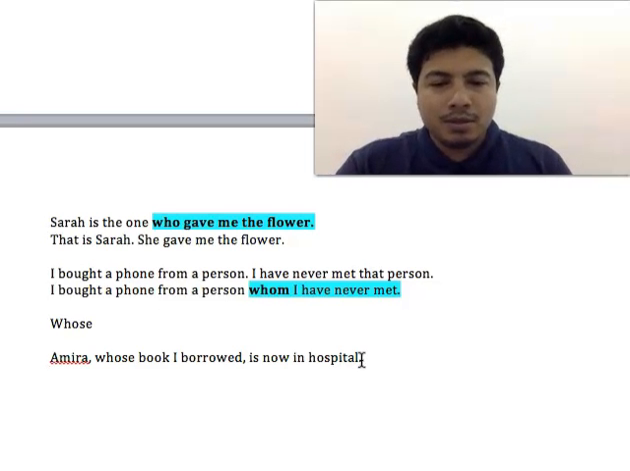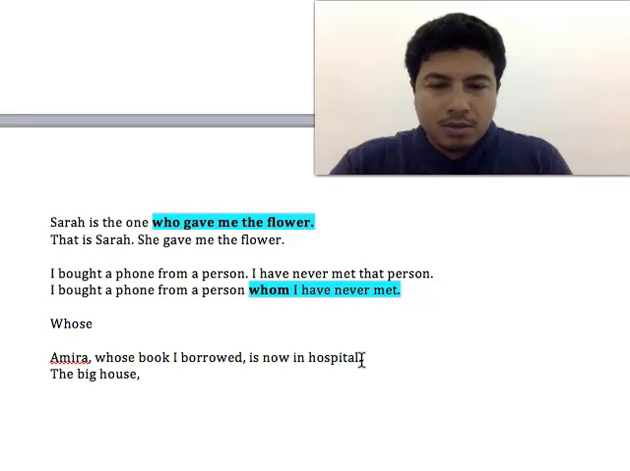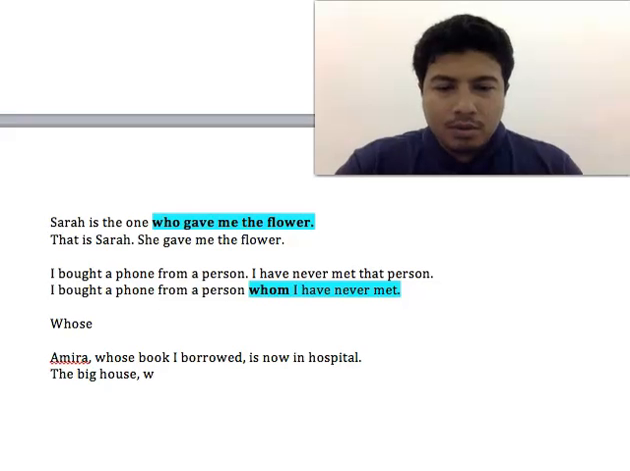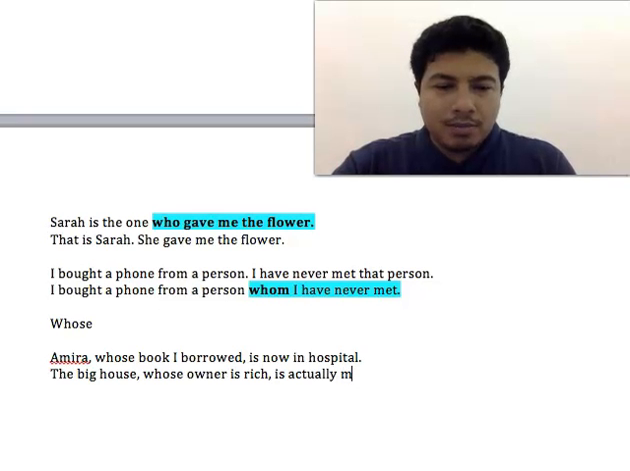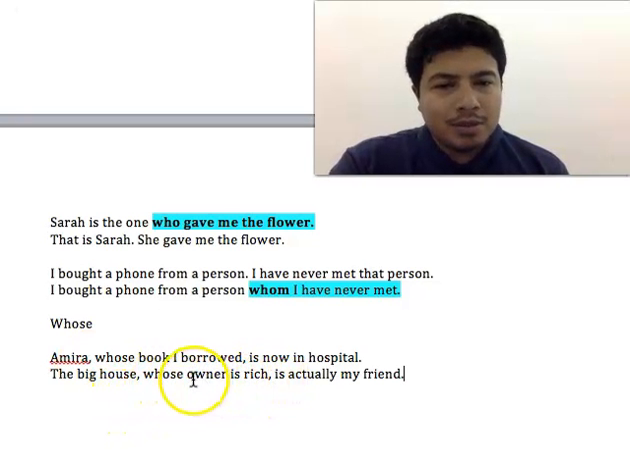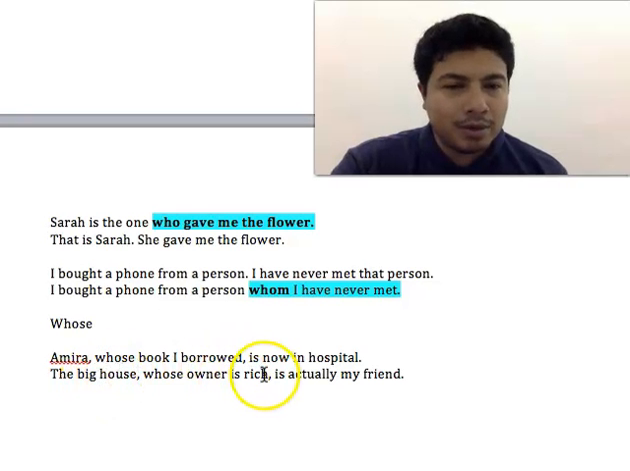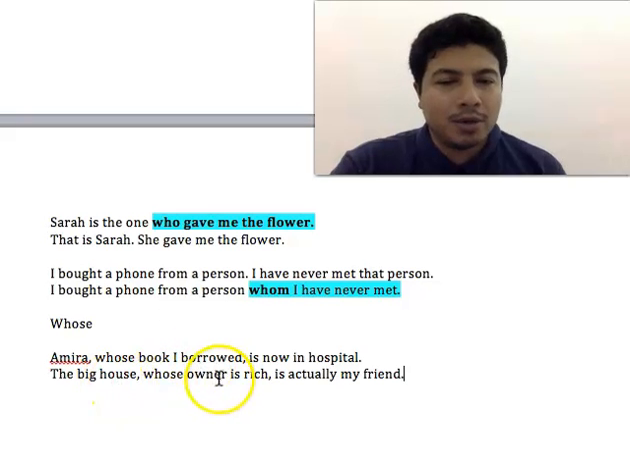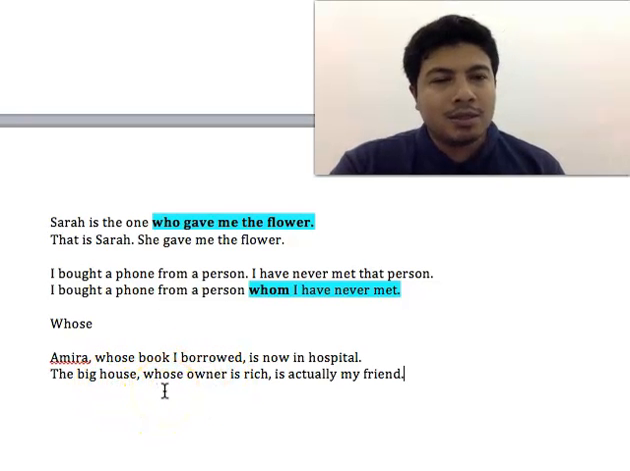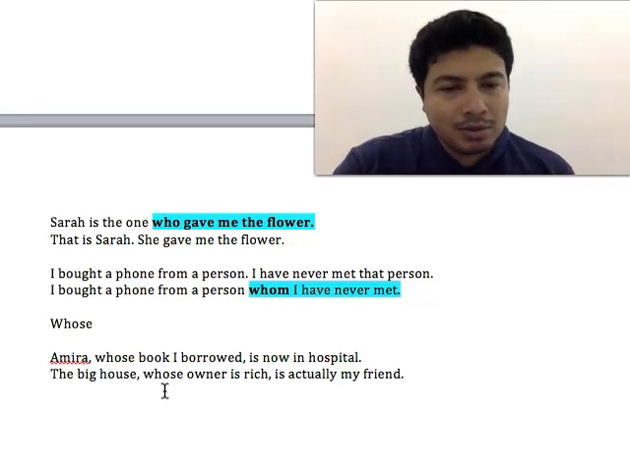Another example would be the big house whose owner is rich is actually my friend. So the big house whose owner is rich. So that means whose here relates the owner and the house. So the house belongs to the owner. So it is possessive, something that belongs to the owner, which is the house. So whose is a relative pronoun that we use to show possession, something that belongs to someone.